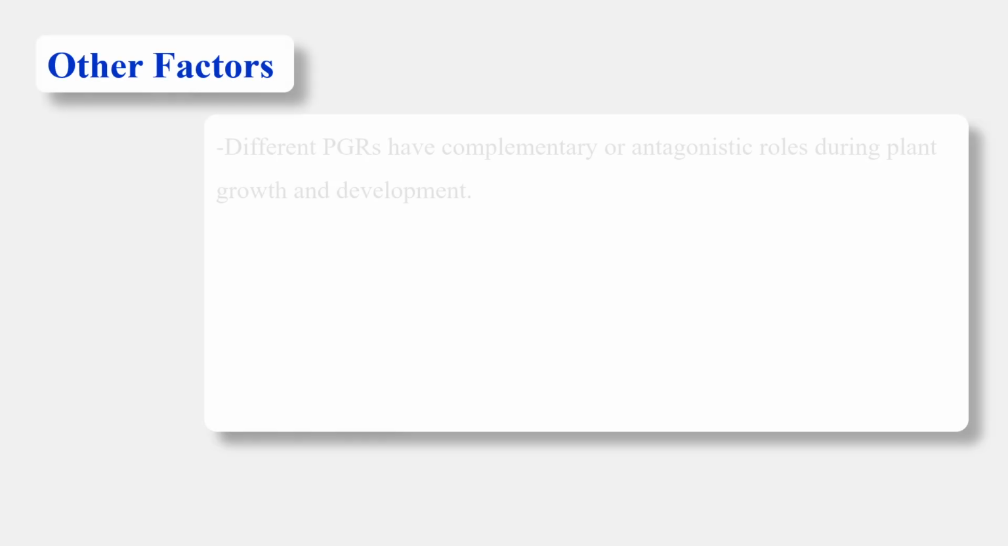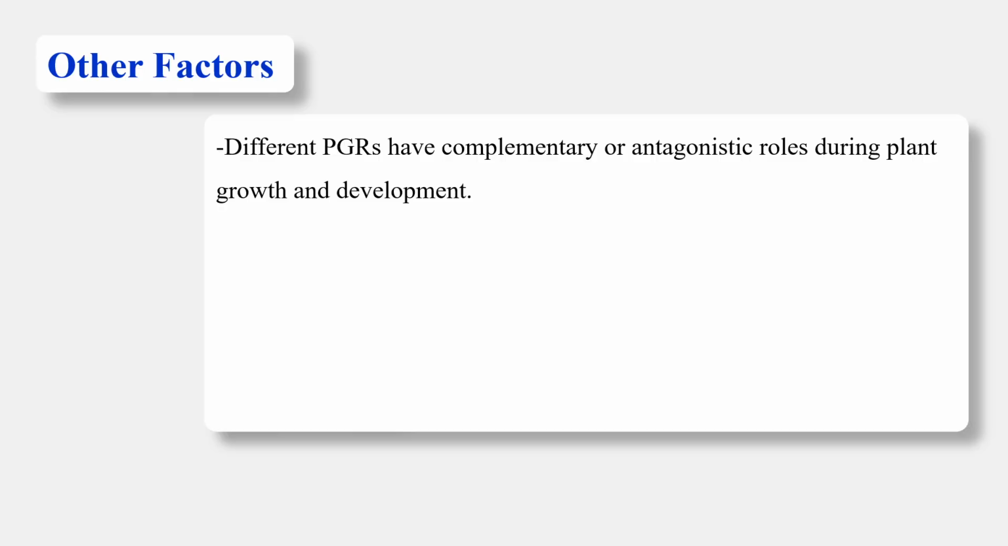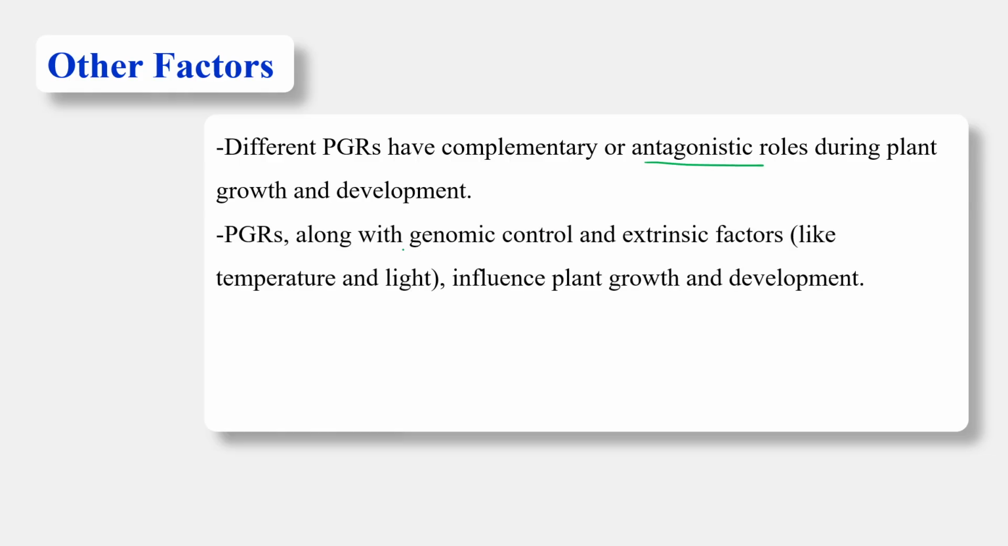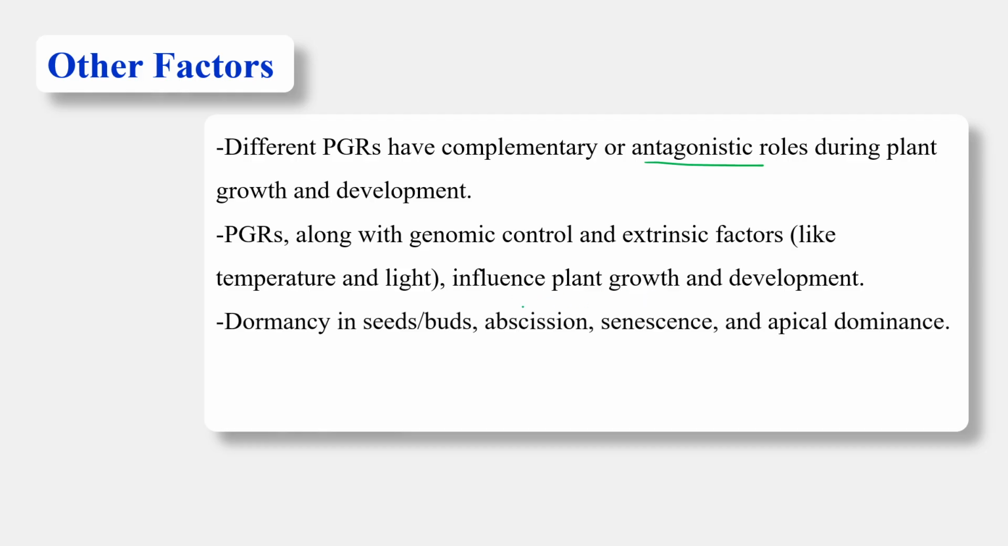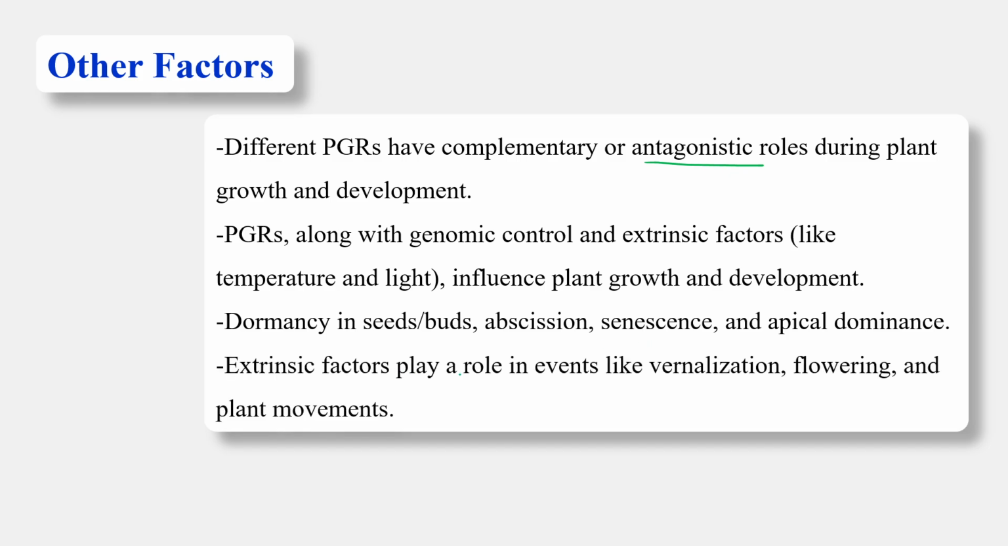Other factors like different PGRs, meaning plant growth regulators, have complementary or antagonistic roles during plant growth and development. PGRs along with genomic control and extrinsic factors like temperature and light influence plant growth and development: dormancy in seeds or buds, abscission, senescence and apical dominance. Extrinsic factors play a role in events like vernalization, flowering and plant movement.